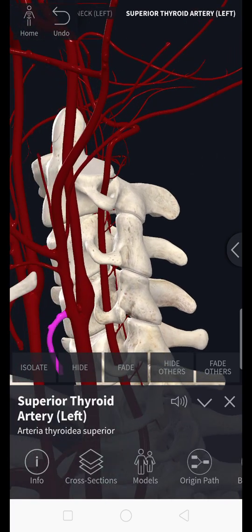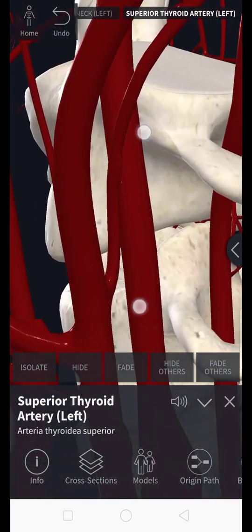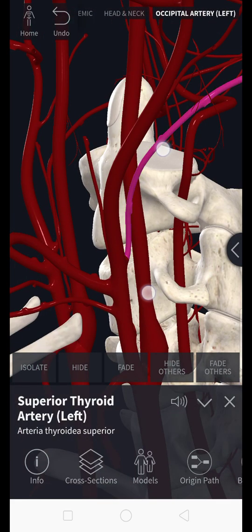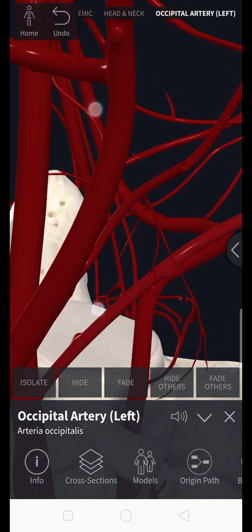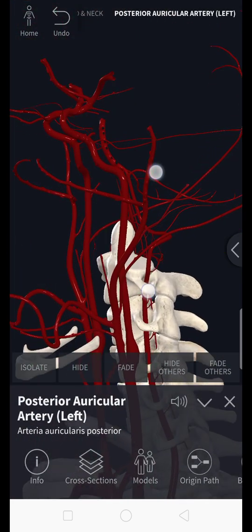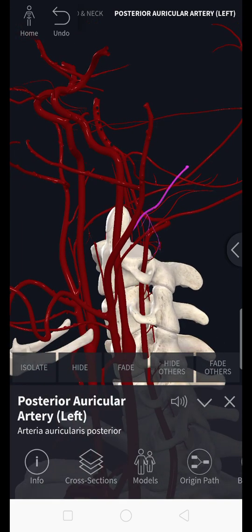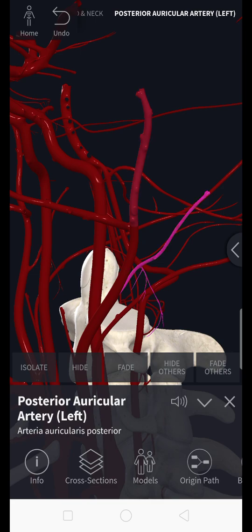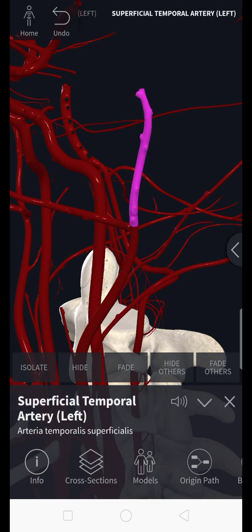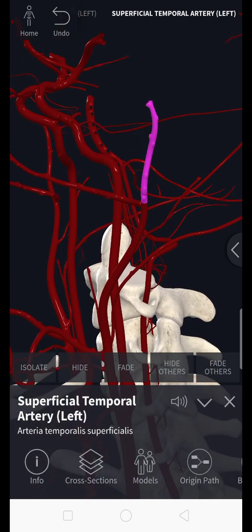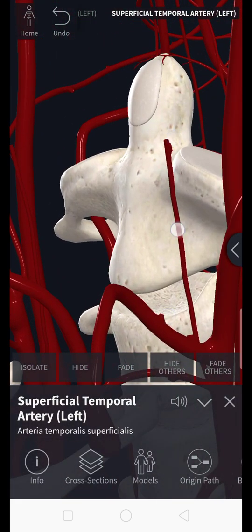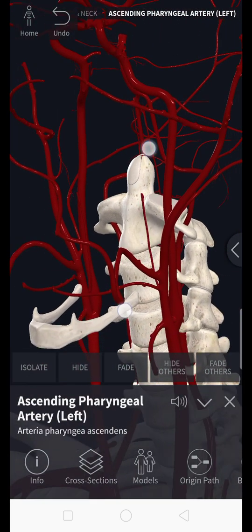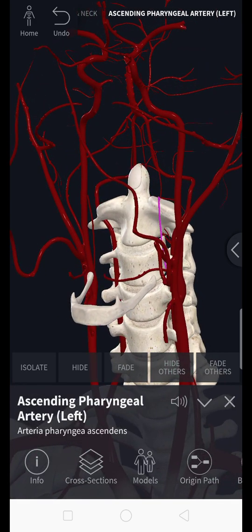The external carotid artery has 2 posterior branches. These posterior branches are: number 1, occipital artery. This is the occipital artery which supplies the occipital region of the head, and this is the posterior auricular artery. So the posterior branches are the occipital artery and the posterior auricular artery. Now the terminal branch. This is the superficial temporal artery. This is the terminal branch of the external carotid artery, and another branch remains which lies on the medial side. This is the ascending pharyngeal artery. So these are the 8 branches of the external carotid artery.